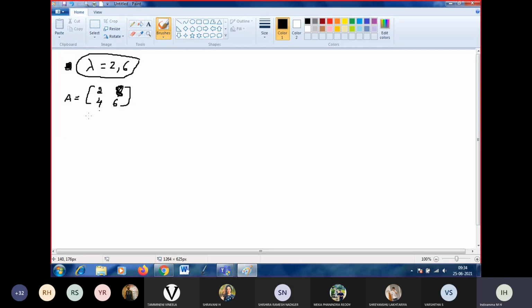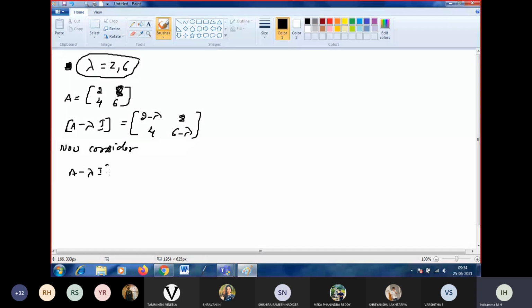This is A and we also found the value for A minus lambda I. What you got A minus lambda I? The matrix. 2 minus lambda 8, 4, 6 minus lambda. Correct? Right? Yes, ma'am. Now to find the eigenvectors, consider A minus lambda I into X, where X is a column matrix of variables, is equal to 0.